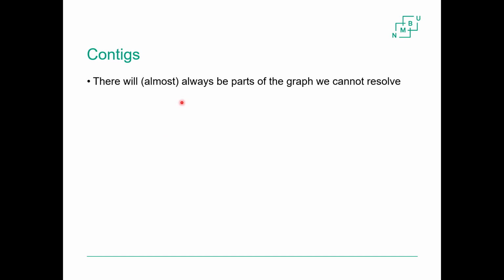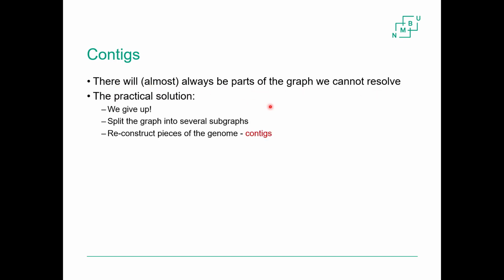Contigs. There will always be some parts of the graph that we cannot resolve. It's not like everything is overlapping with everything, or the graph will not give us the whole genome from start to end. And the practical solution to this is just to give up. Split the graph into several subgraphs and then reconstruct one piece for each subgraph. And that's what we call the contigs.